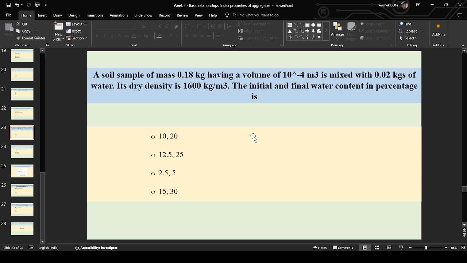If you're having trouble writing the entire thing or it's taking time, just write down the data: mass is 0.18 kg, volume is this much, additional water is 0.02 kg, dry density is this. You need to find the initial moisture content and final moisture content. The options are 10, 20; 12.5, 25; 2.5 and 5; or 15 and 30.